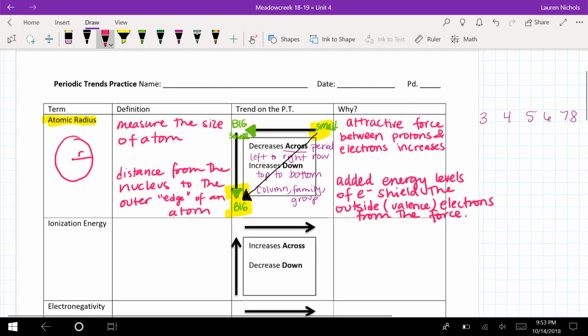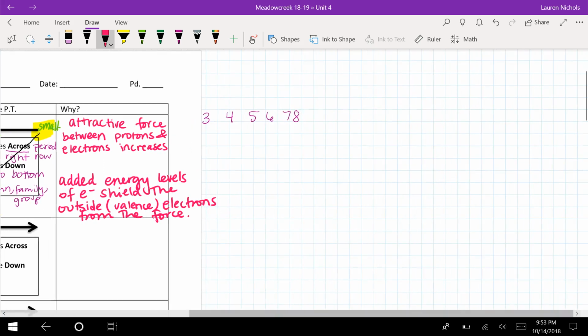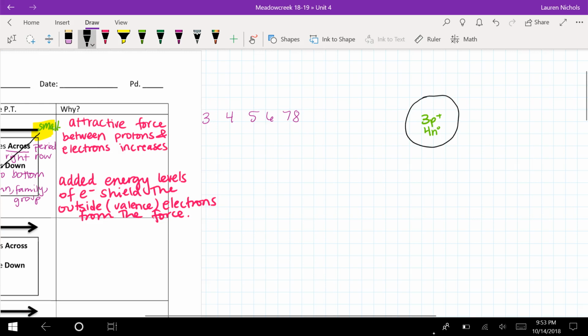If we come over here to some blank space, let's say we're looking at lithium. Lithium is going to have 3 protons and 4 neutrons, and lithium is on row number 2, so that means it's going to have 2 energy levels. We kind of draw them as 2 rings, and it's going to have an electron and an electron, and a third electron on the outside ring.